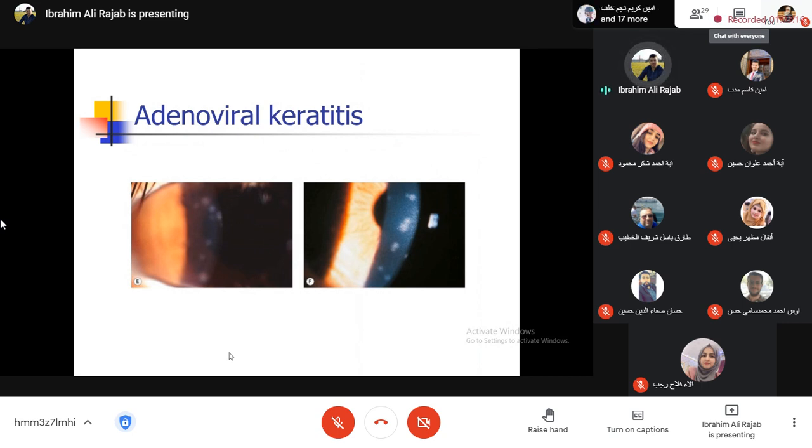Adenoviral conjunctivitis usually resolves on its own. There is no treatment. It will resolve spontaneously, and there is no anti-adenoviral agent. We just give the patient symptomatic treatment, such as lubricant and vasoconstrictor agent and so on.